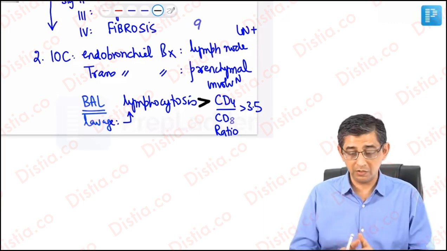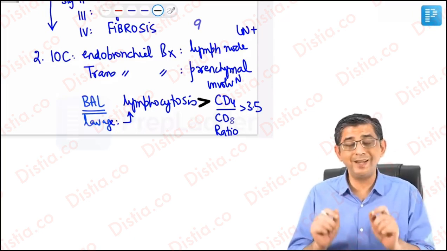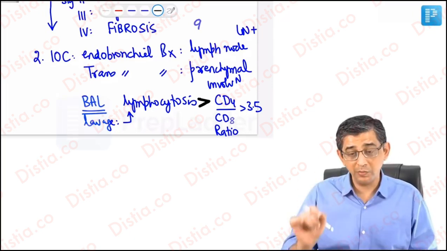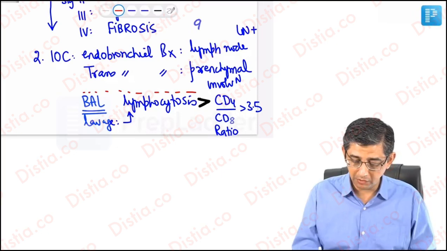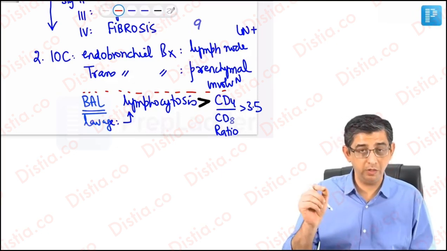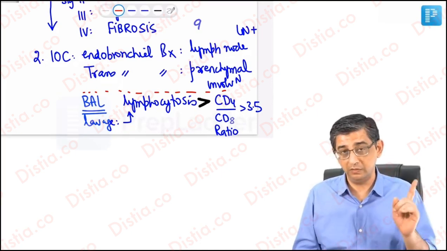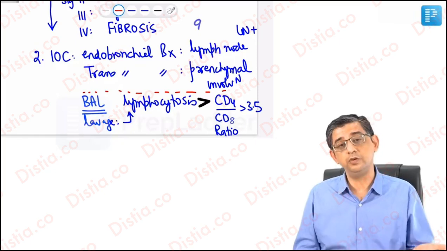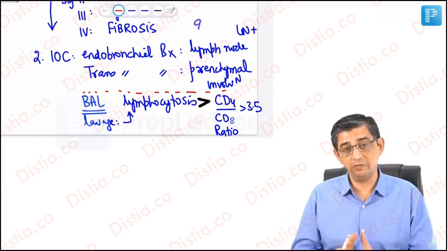Overall, the best test is endobronchial or transbronchial biopsy. Your main answer is biopsy. I need a tissue diagnosis. If biopsy is not given in the options, then you need to answer bronchoalveolar lavage with lymphocytosis, in contrast to the hematological picture of lymphopenia, and overall a CD4 CD8 ratio more than 3.5 is again suggestive of the diagnosis.